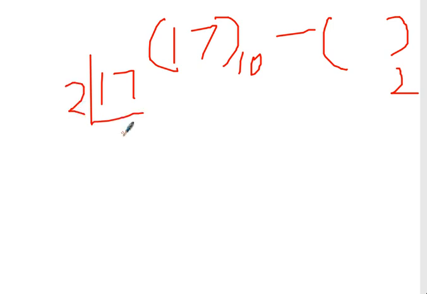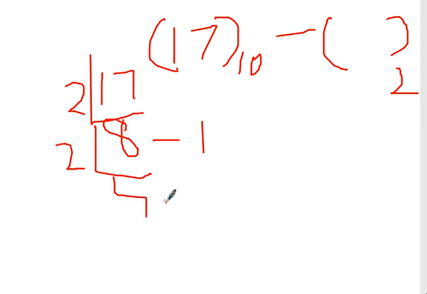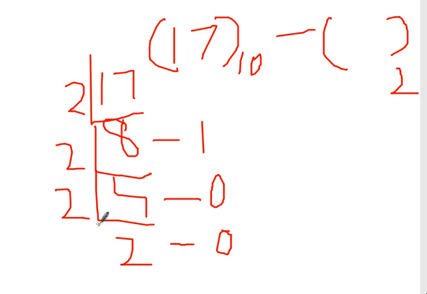2 8s are 16, so you'll get remainder 1. Again divide by 2. 2 4s are 8, so this is 0. Again divide by 2. 2 2s are 4, so you'll get remainder 0. Again divide by 2. 2 1s are 2, so the remainder is 0.